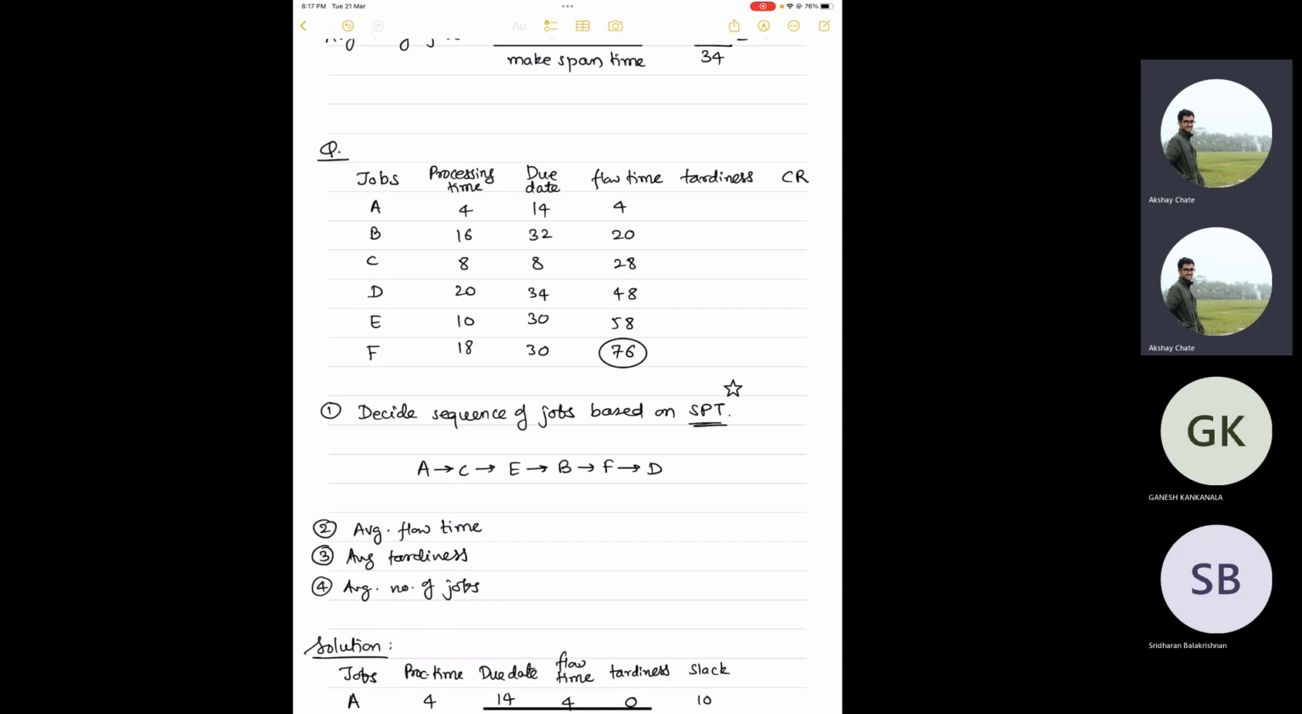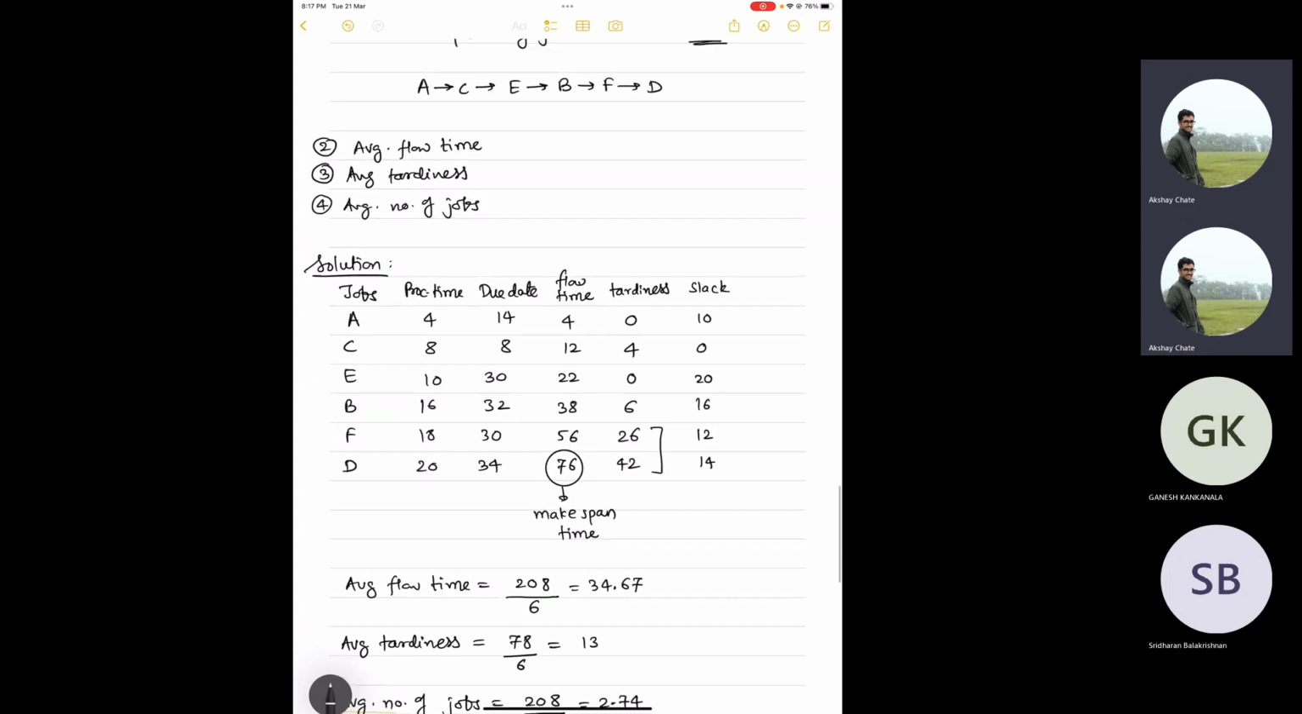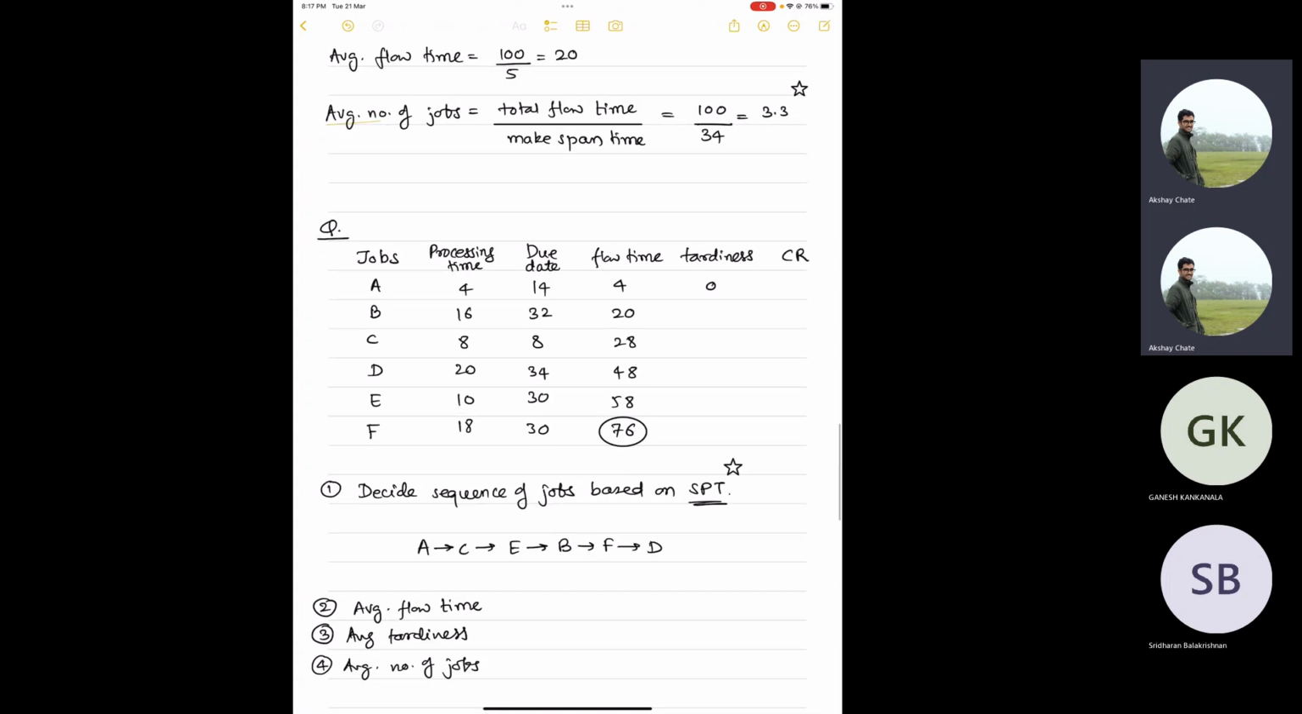Now let's look at the tardiness. Here for A there is no tardiness because you have ample amount of time. For B also there is no tardiness. C also no tardiness. D also no tardiness. See, there is no tardiness at all, because, oh, I'm sorry. I compared the wrong columns here. So now you should compare due date and flow time, not the processing time. Sorry.